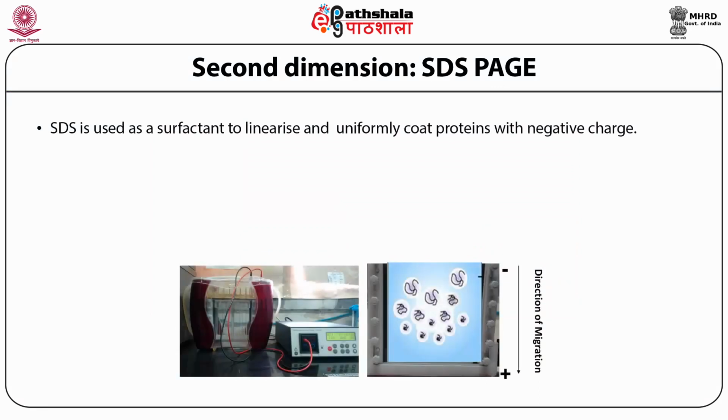The second dimension, or the SDS-PAGE. After the equilibration step, the strips are now placed on acrylamide gels and subjected to electrophoresis. The principles and technique involved are the same as that was explained in the module on SDS-PAGE electrophoresis.